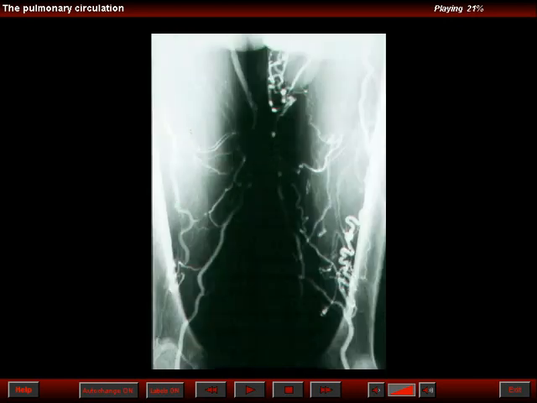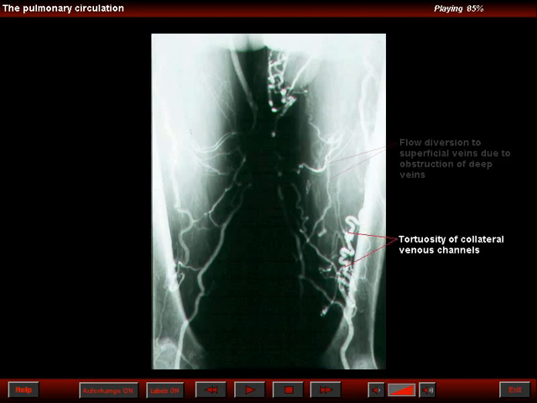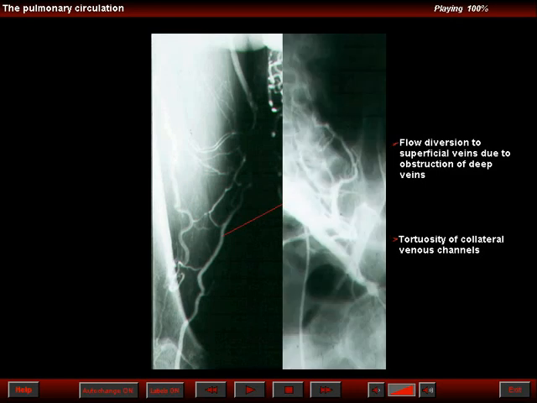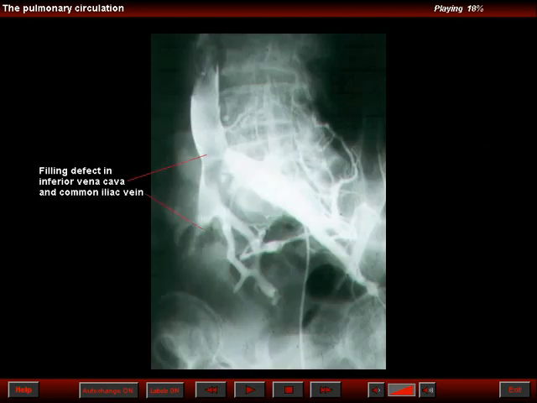This is another patient with extensive occlusion of the veins of the thighs bilaterally. Note the tortuosity of some collateral channels and filling of superficial veins. A venogram in the right posterior oblique projection shows extensive filling defects in the common iliac veins and in the distal part of the inferior vena cava.